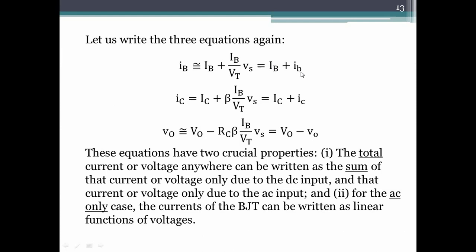Number two, we are able to write the base current, small ib, which is a current flowing due to the AC signal applied, as a linear function of the input voltage. Current as a function of voltage, linear. Output voltage as a function of the input voltage. So the current-voltage relationships for the small signal are linear. Of course, this is a consequence of our making the small signal approximation.